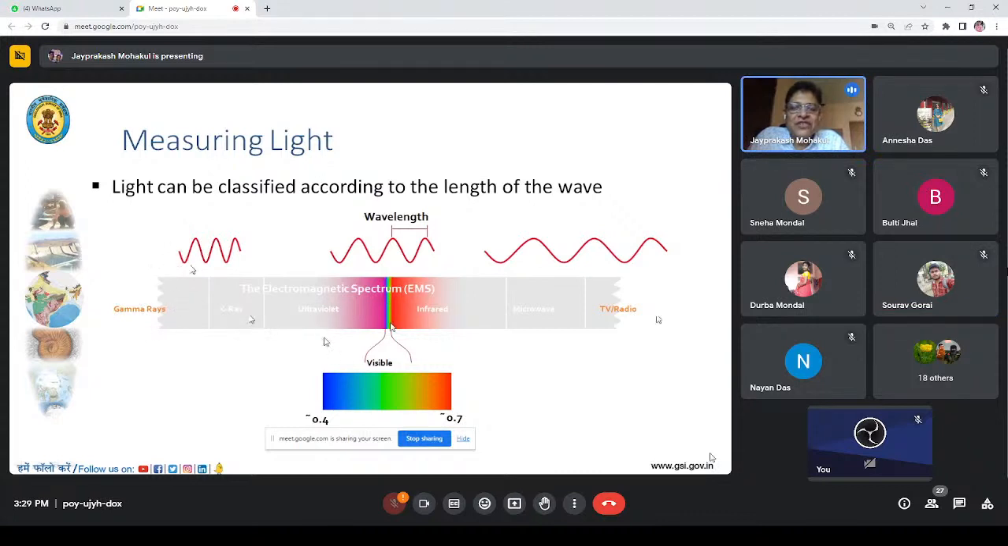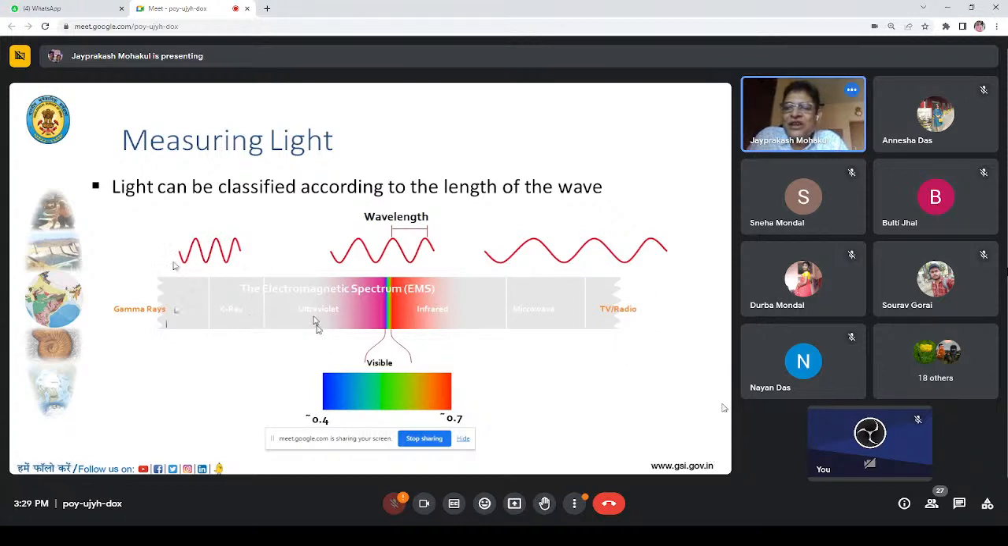And then you have the visible range, 0.4 to 0.7 micrometer range. And then you have infrared, microwave, TV, and radio waves, right? Now, this form of energy, this high wavelength energy, can travel quite far, right? Now, if you want to do remote sensing of, let's say, the stars, what is happening in outer space, then you require a radio telescope. Understood?